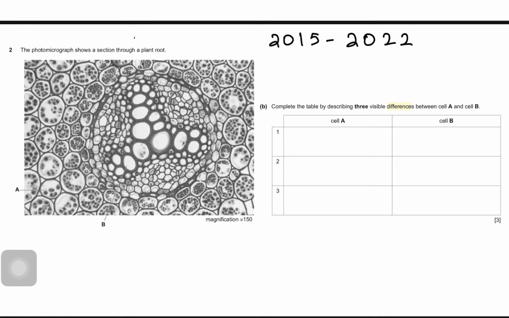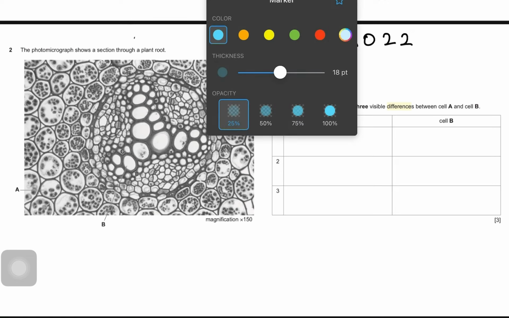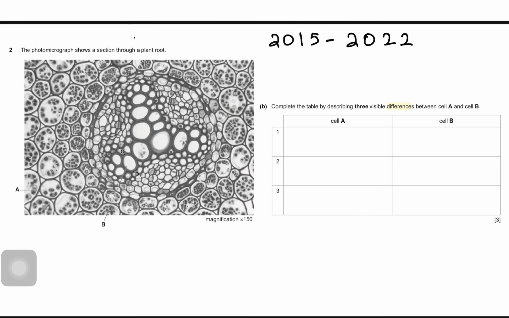You can see cell A, let me see. Cell A is right here. If I'm not wrong, let me just make a circle around cell A. Sorry, this is cell B and this one is cell A. So you can clearly see that cell A is more rounded. So the shape of cell A is rounded and B is not exactly round, it is more oval. So you can comment on oval.